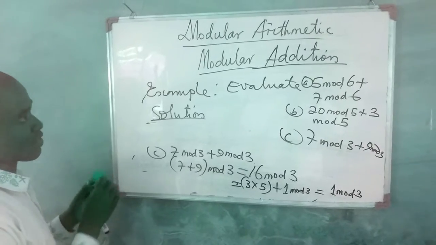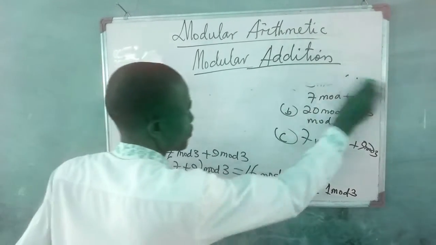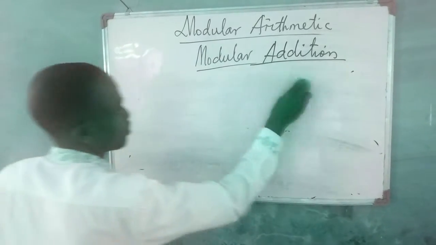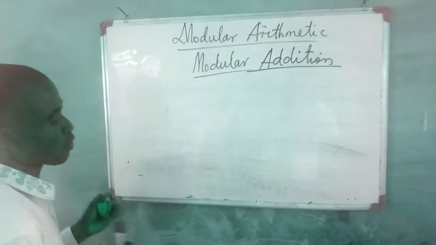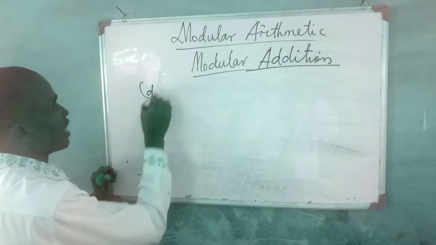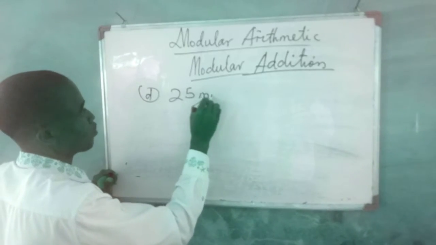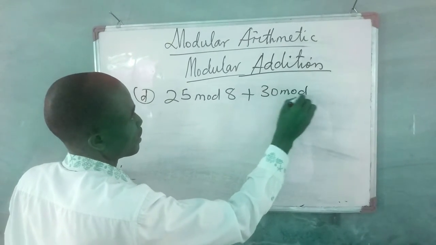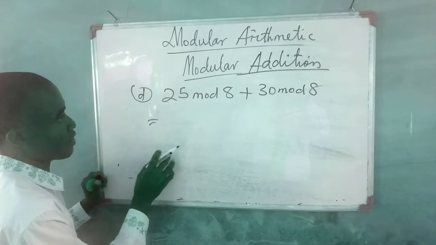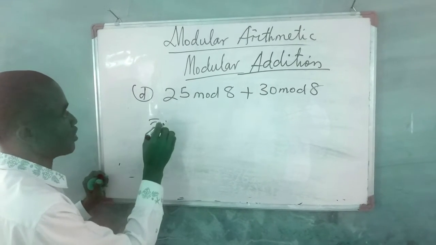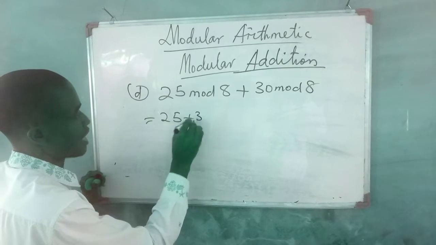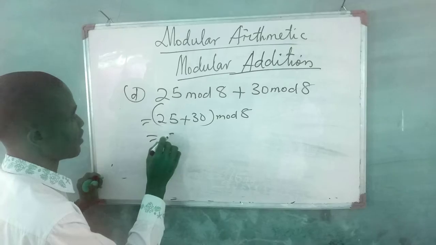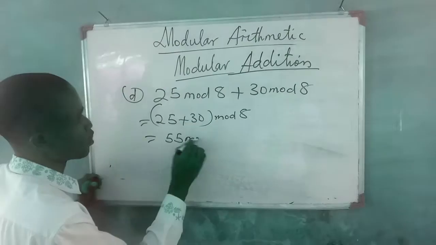Alright, let's take another example. Try this particular one. Very simple. Let's take the D part: 25 modulo 8 plus 30 modulo 8. Can you try that? What's your answer? Let's move on. So 25 plus 30, all in modulo 8. What does that give us? They give us 55 modulo 8.